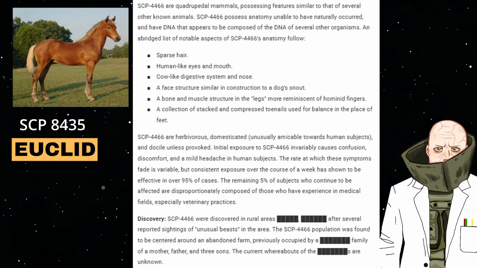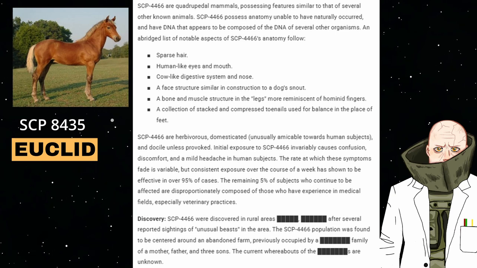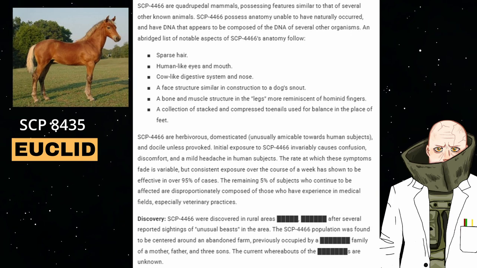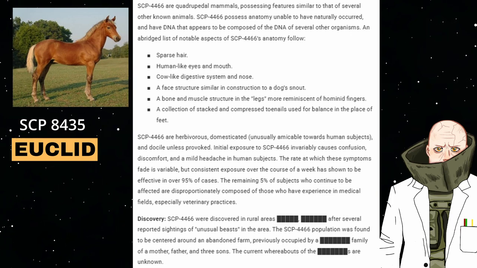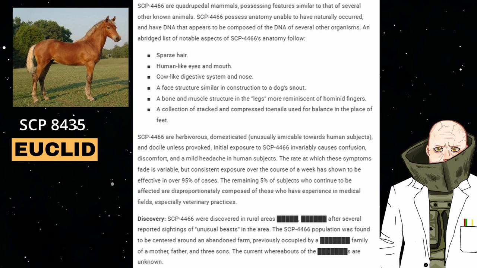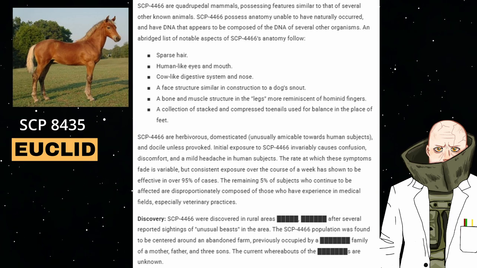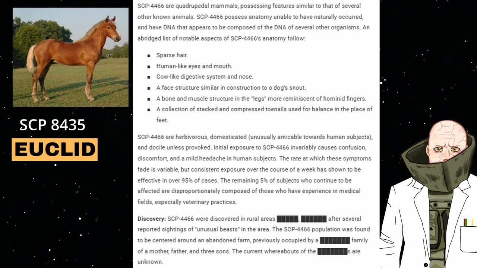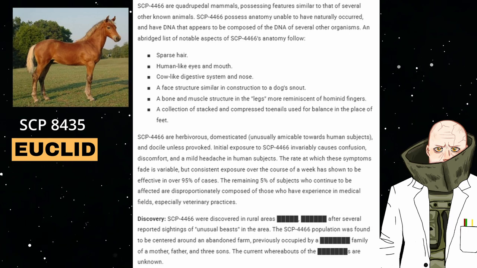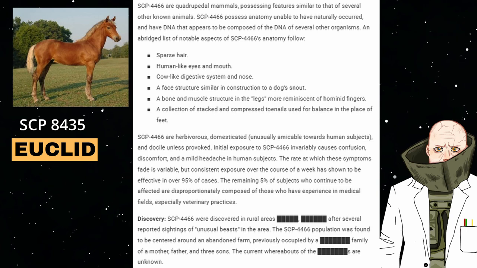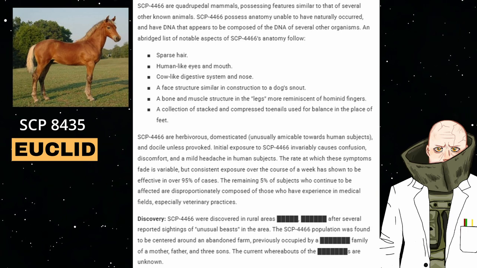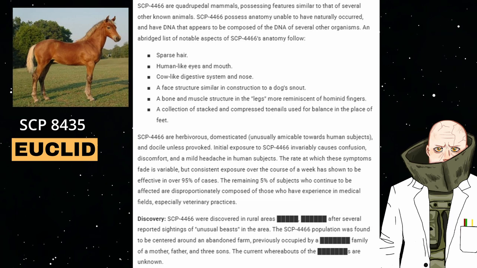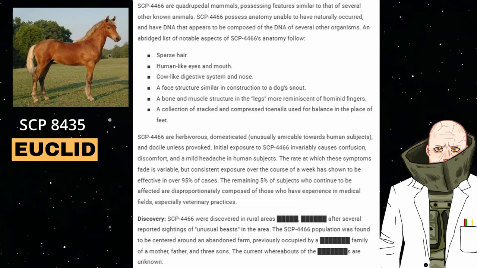SCP-4466 are quadrupedal mammals, possessing features similar to that of several other known animals. SCP-4466 possesses anatomy unable to have naturally occurred, and have DNA that appears to be composed of the DNA of several other organisms. An abridged list of notable aspects of SCP-4466's anatomy follows: sparse hair, human-like eyes and mouth, cow-like digestive system and nose, a face structure similar in construction to a dog's snout, a bone and muscle structure in the legs more reminiscent of hominid fingers, a collection of stacked and compressed toenails used for balance in the place of feet.